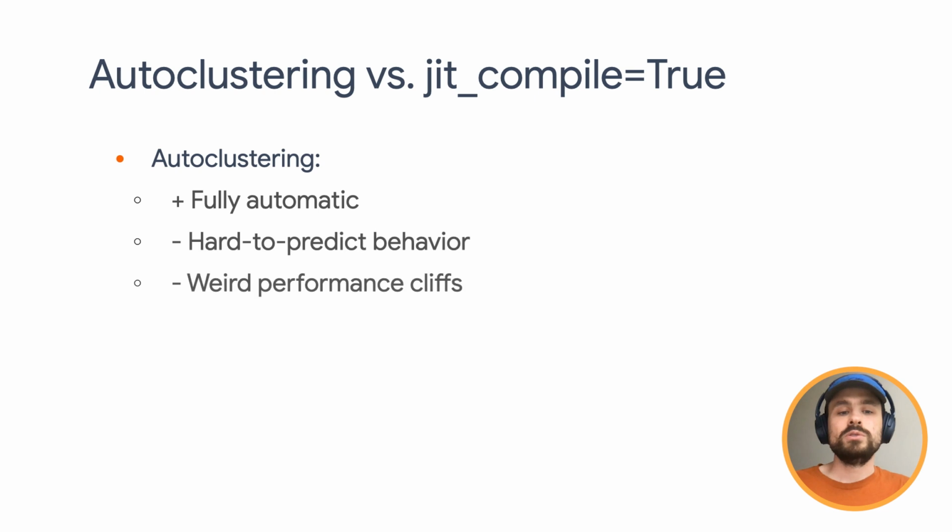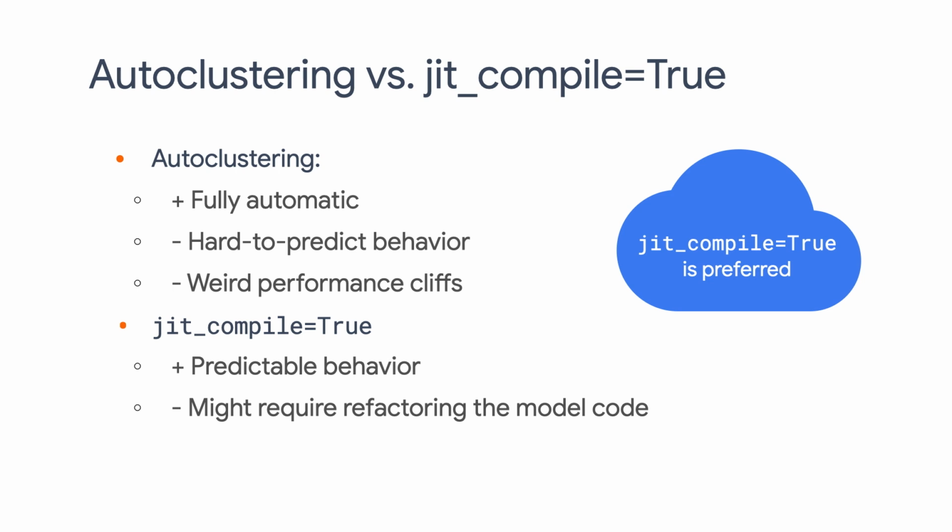Even though using autoclustering is fully automatic and does not require any model changes, it can lead to bizarre performance cliffs, where seemingly small and inconsequential changes in the model lead to large changes in clustering decisions, completely changing the performance characteristics. For these reasons, we recommend JIT-compile equals true usage, as it has a simpler, understandable mental model. Everything inside the JIT-compile equals true block is always compiled if it runs.